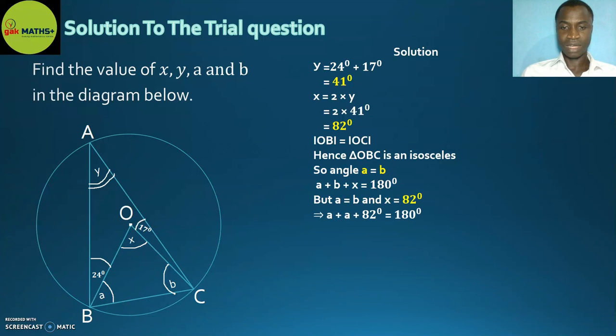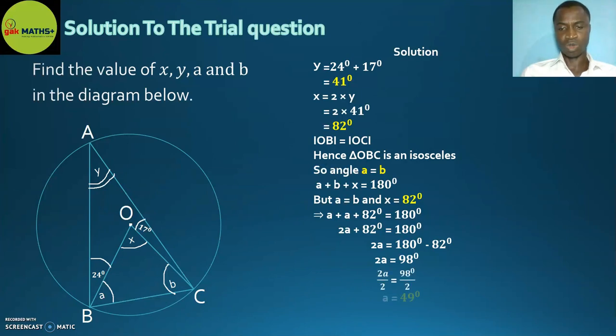Hence, we have A plus A plus 82 degrees is equal to 180 degrees. This gives us 2A plus 82 degrees is equal to 180 degrees. Let's now group like terms. We have 2A is equal to 180 degrees minus 82 degrees. This gives us 2A to be equal to 98 degrees. Finding the value of A, we divide both sides by the coefficient of A, that is 2. So we have the value of A to be equal to 49 degrees.